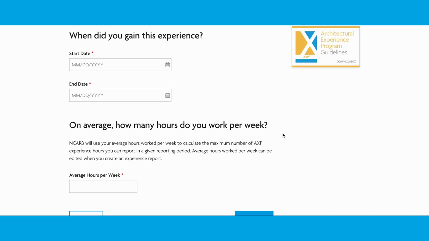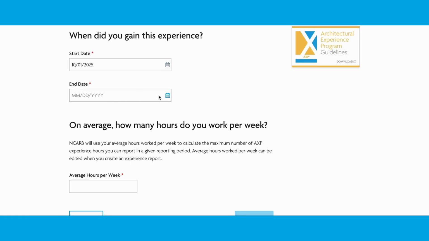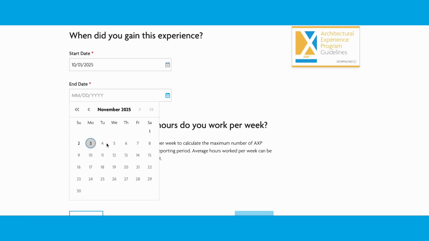Next, add the dates you gained this experience. You can earn 100% credit for experience up to a year old and 75% credit for an experience older than 1 year, with no limitation on how old that experience can be. Note that you cannot combine a report worth 100% credit with a report worth 75% credit. It must be split into at least 2 experience reports.